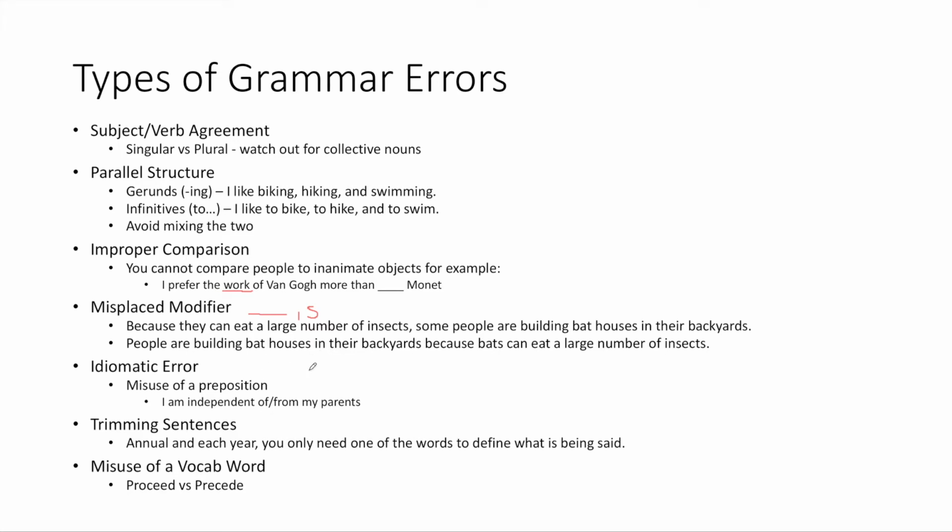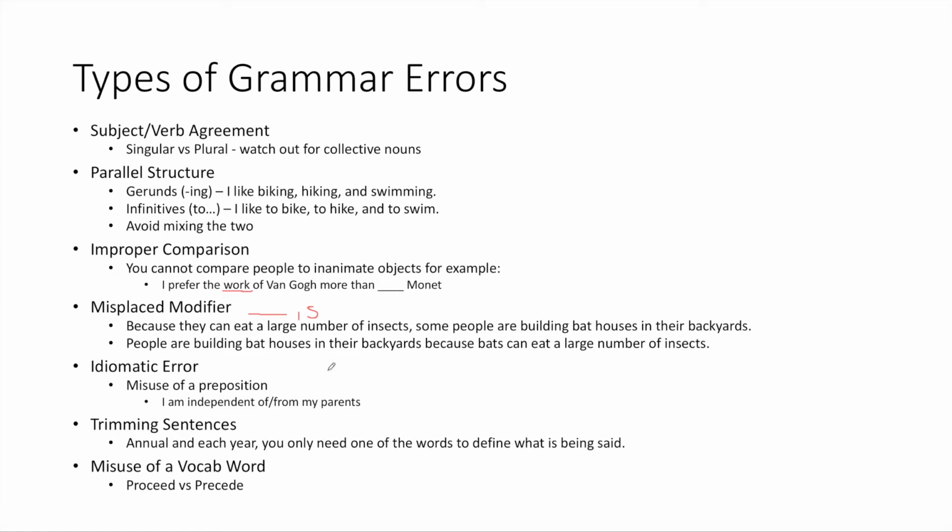Idiomatic errors. This is the misuse of a preposition. So here's a really good sentence, and it's somewhat of a tricky one, and probably the hardest one that I present to students at any point in time, just as sort of a litmus test of what you know about your prepositions and prepositional phrases. So I am independent of my parents, or I am independent from my parents. So take a second and think about that. Are you independent of, or are you independent from?